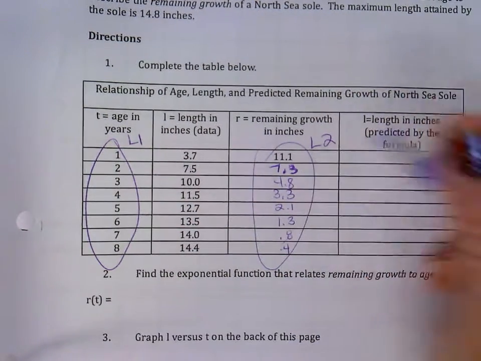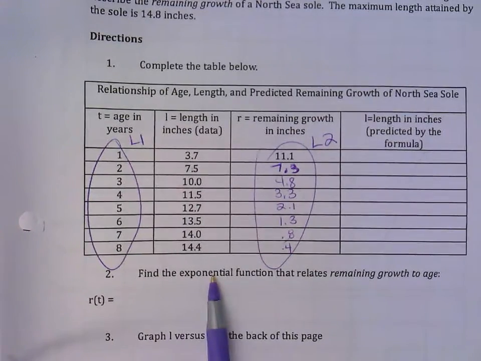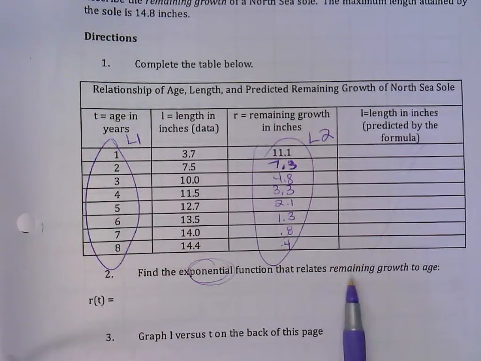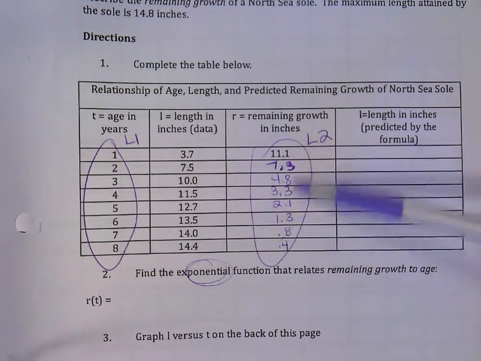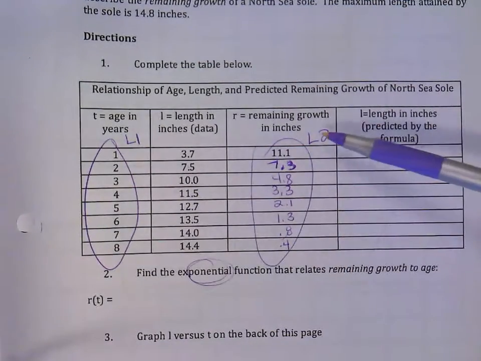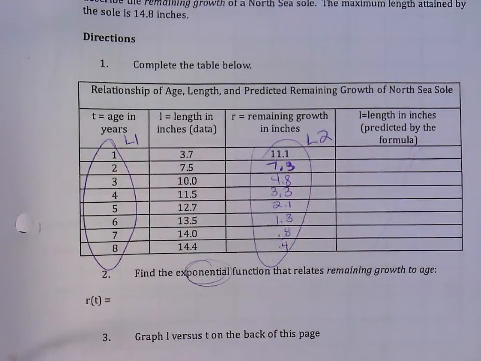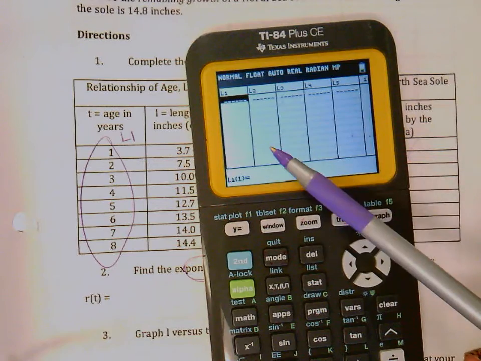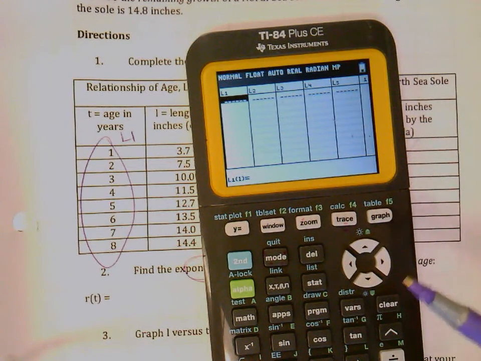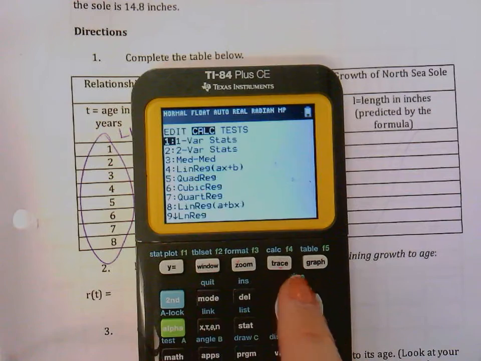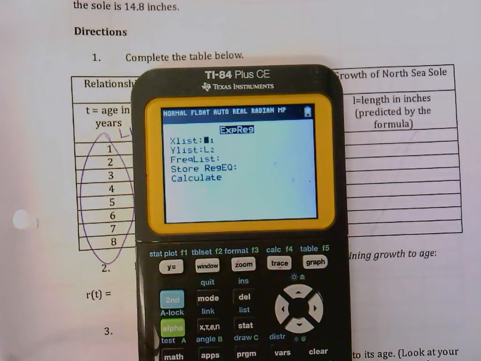Okay, it says find the exponential function, so they're telling you what type of regression to do, that relates the remaining growth, this remaining growth column, to age. So this is going to be our list 1, and this is going to be our list 2 in our stat edit on our calculator. We enter list 1 and list 2, then stat calculate, and do an exponential regression.